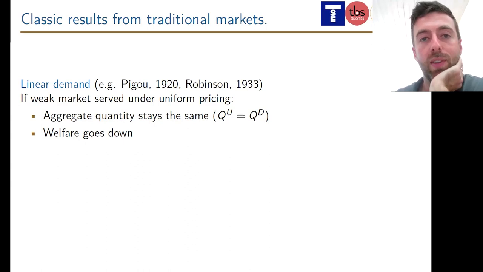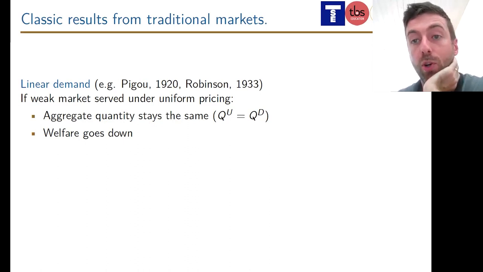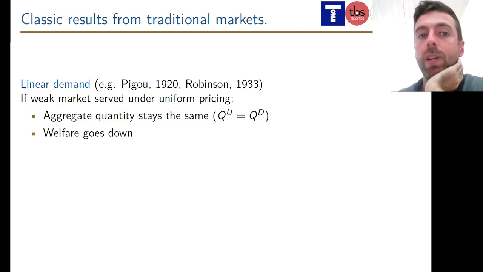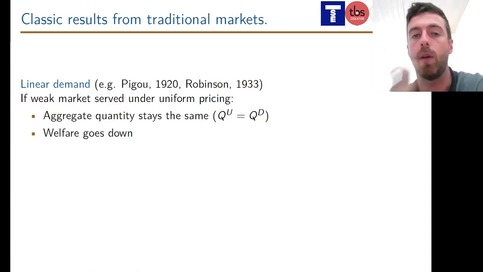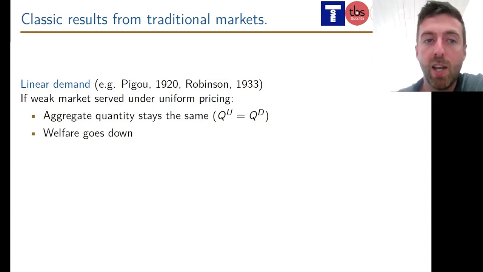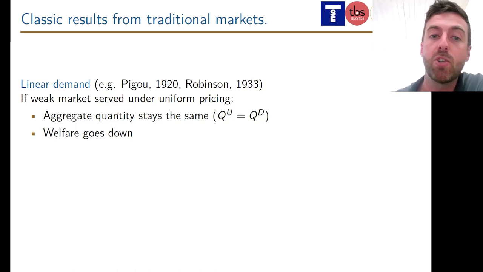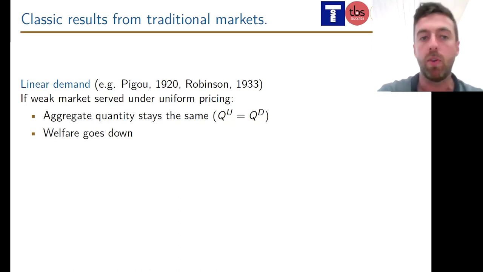Before I state what our main results are, I think it's interesting to go back to what we know from the classic results in the early literature on third degree price discrimination. The first papers go back to the first half of the 20th century, with Pigou or Robinson, who have the first important results.